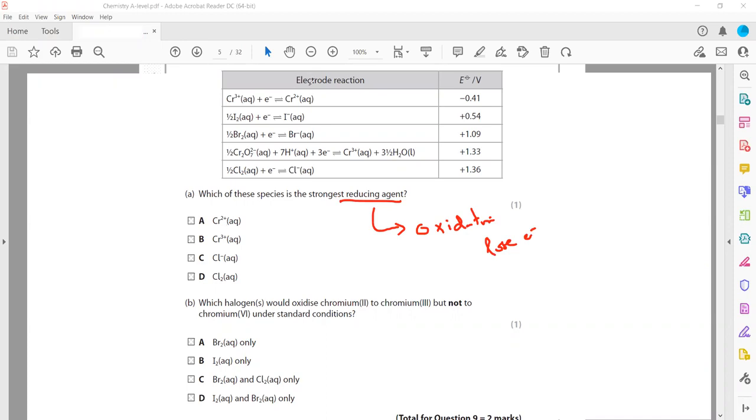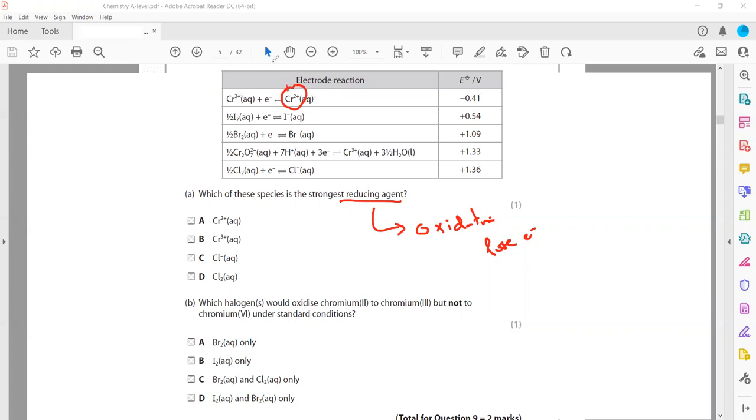Chromium plus 2. Look, chromium 3 gains electron, it is negative. How to identify which one is a better reducing agent? The one having the more negative value, or you can understand it like the product side, because you have to check whether they're asking for a reactant or a product. So they're asking for chromium 2. So chromium 3 gains electron, it is negative.